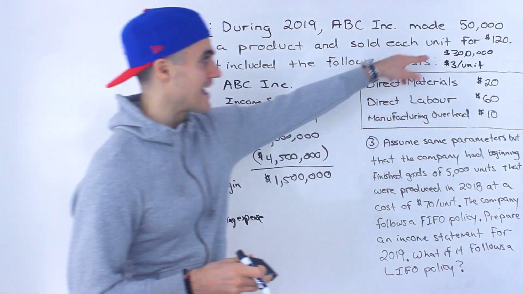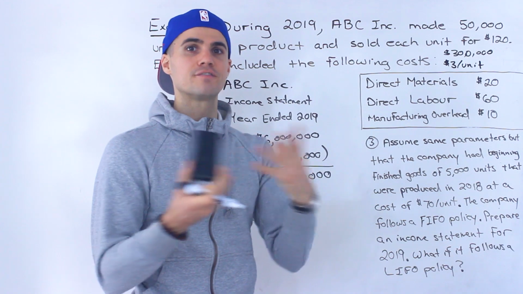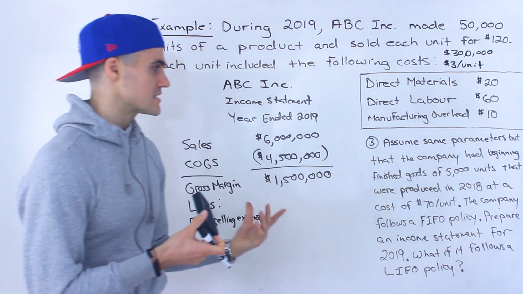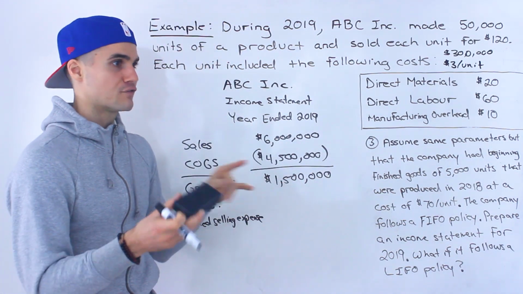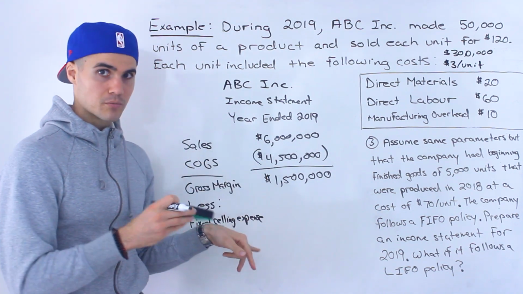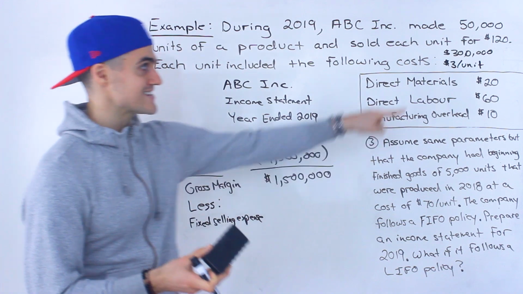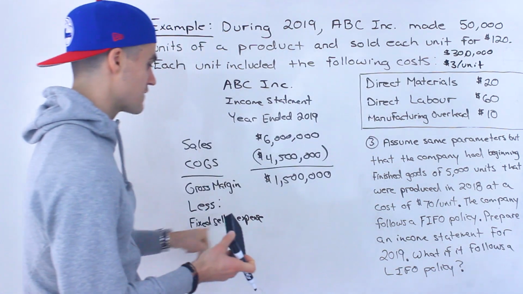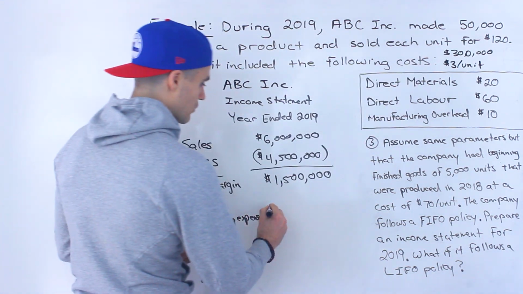If you think about it, the salary for the sales team is a fixed cost. And we're going to see you can actually have fixed and variable manufacturing costs. You could also have fixed and variable periodic costs. So that salary is like a fixed selling expense. So that's going to be 300,000.